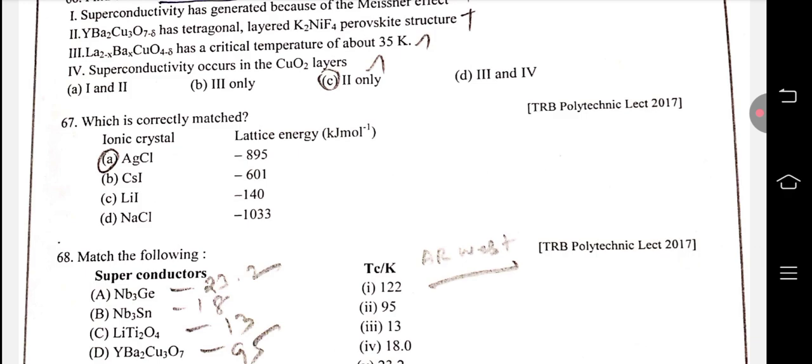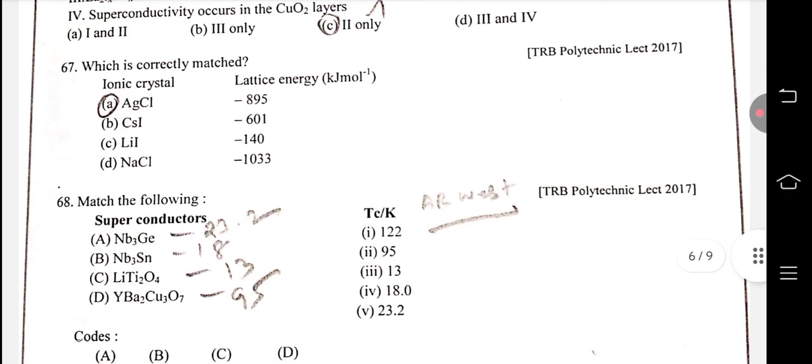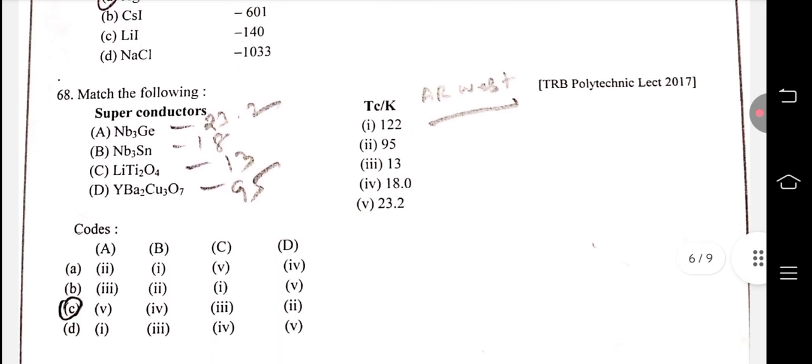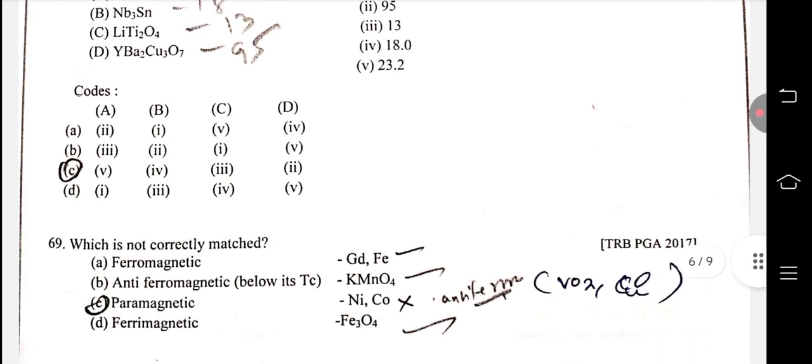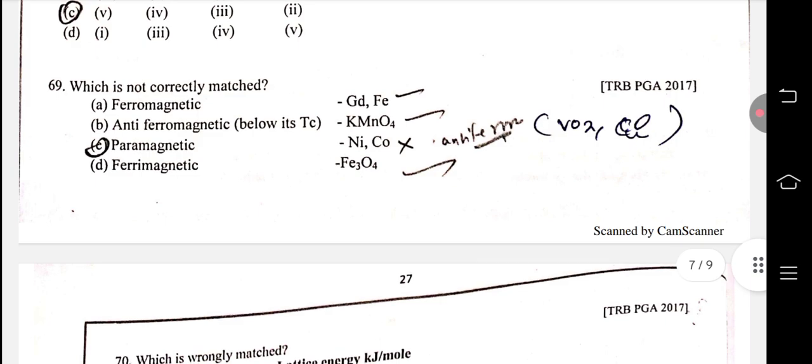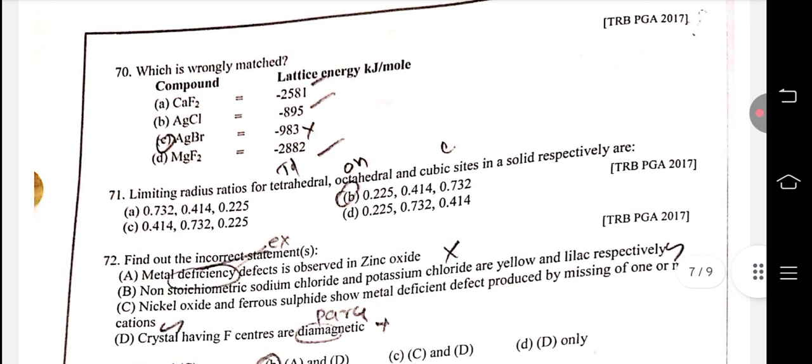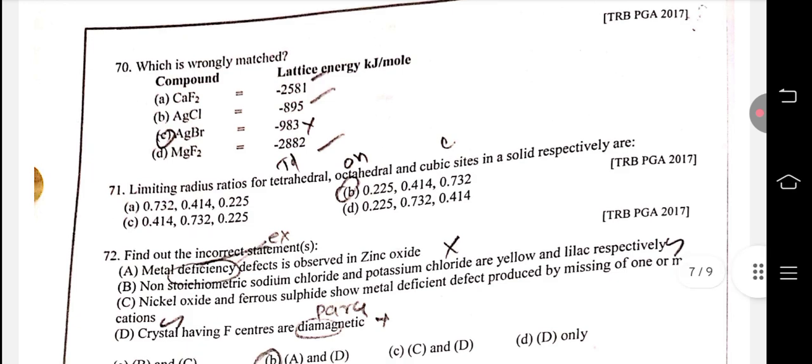67, memory based question, ionic crystal lattice energy, A is the right answer. 68, Anthony West question, memory based, C is the right answer. 69, ferromagnetic gadolinium ion correct, antiferromagnetic potassium permanganate correct, ferrimagnetic iron correct, paramagnetic vanadium oxide, copper oxide, therefore this is incorrect. 70, C is the only incorrect one, all others are correct, memory based.